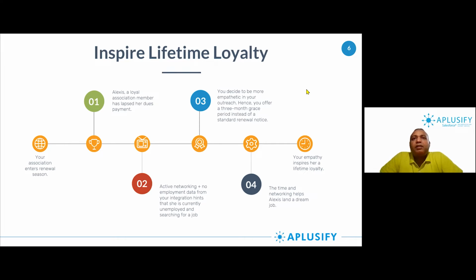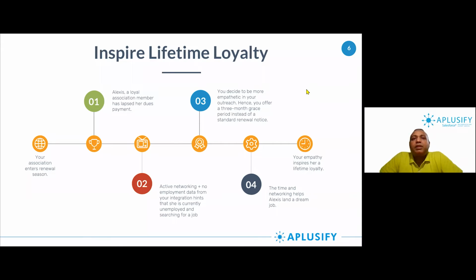Now, since you know that, you can be more empathetic in your outreach. Since you know she has been a loyal member, but due to certain unavoidable circumstances she is not able to pay the dues, you can provide her a 3 month grace period. Instead of a standard renewal notice, you can say that we give you a 3 month grace period since you are unemployed. And you can also help her in searching for a relevant job through the community portal. The chances are very good that she might get a job because you post relevant job postings to her depending on her skill set, and she lands a dream job.